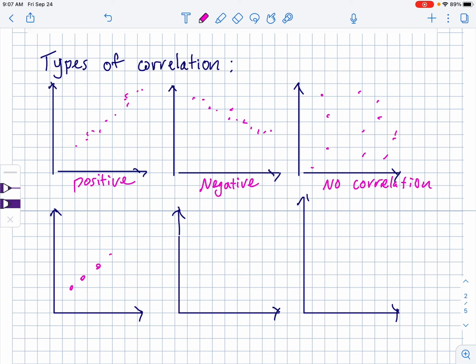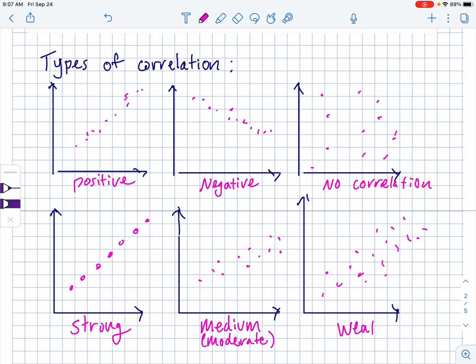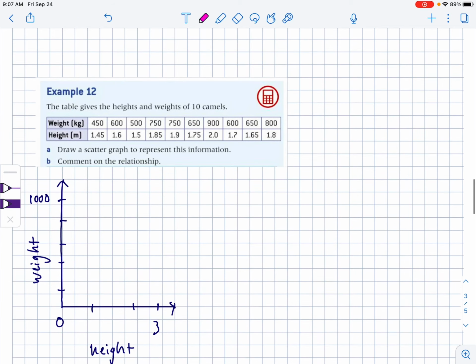Now, this is just visually looking at the scatter plots. Also, if the dots make a very close to a line, this is called strong correlation. If it's a little bit loose, this is called medium. Moderate is what some call moderate correlation. And if it's still going uphill, but it's not very close to a line, this would be called weak sauce.